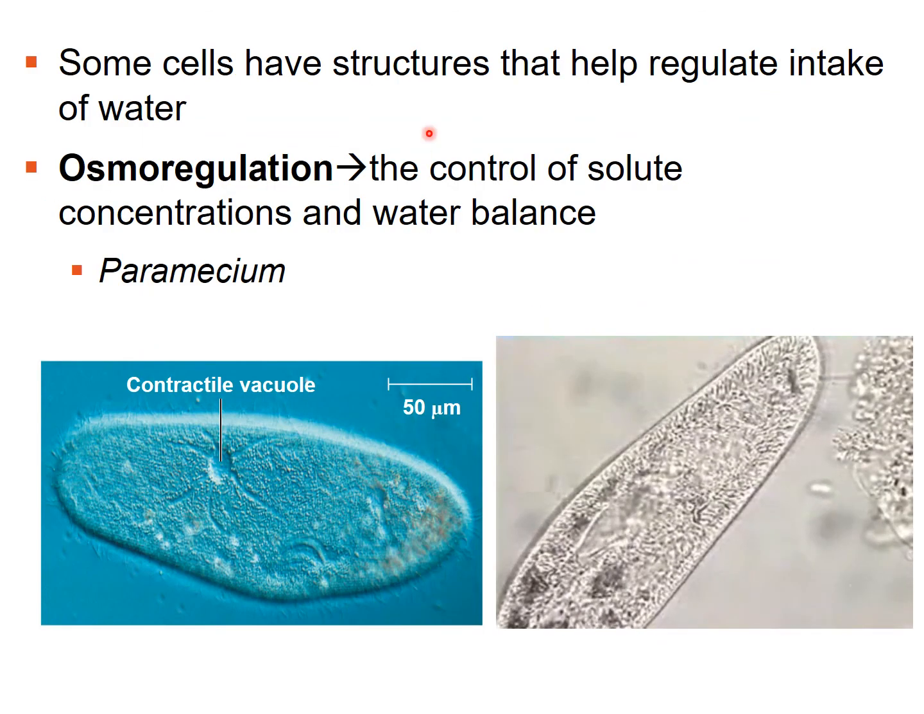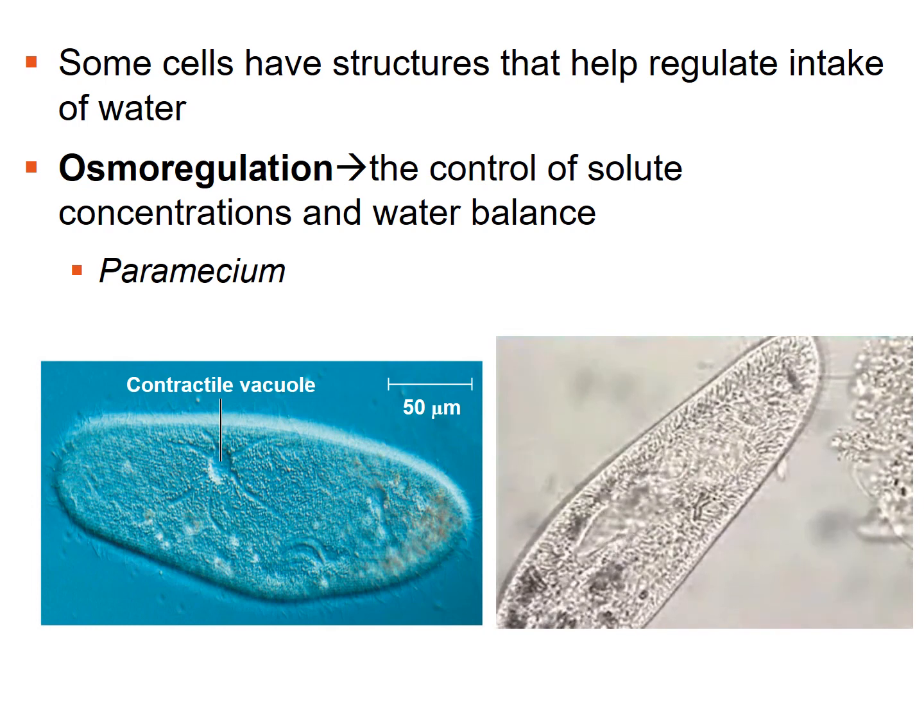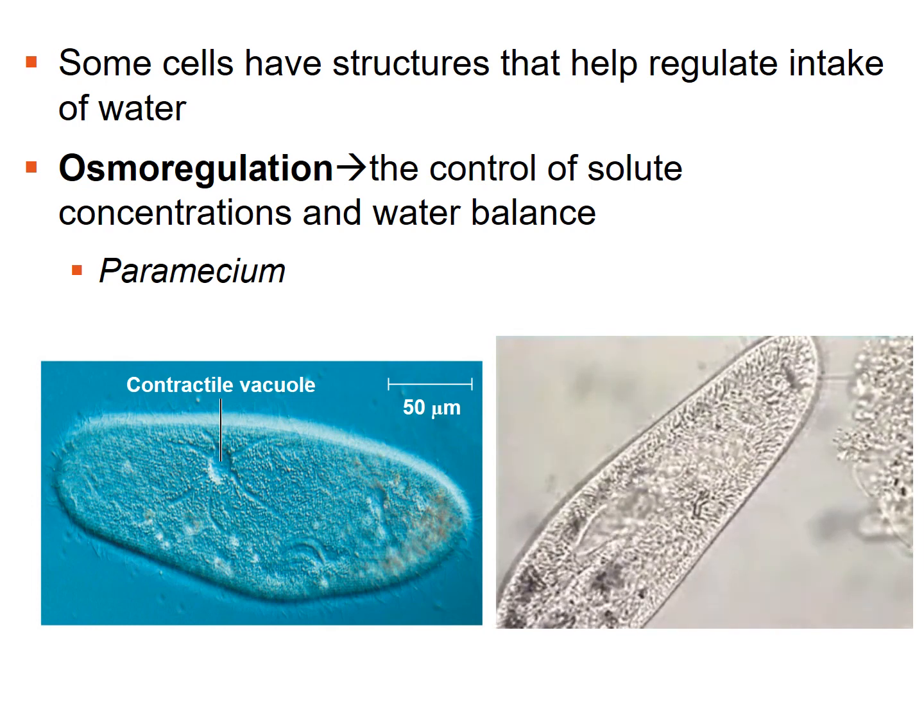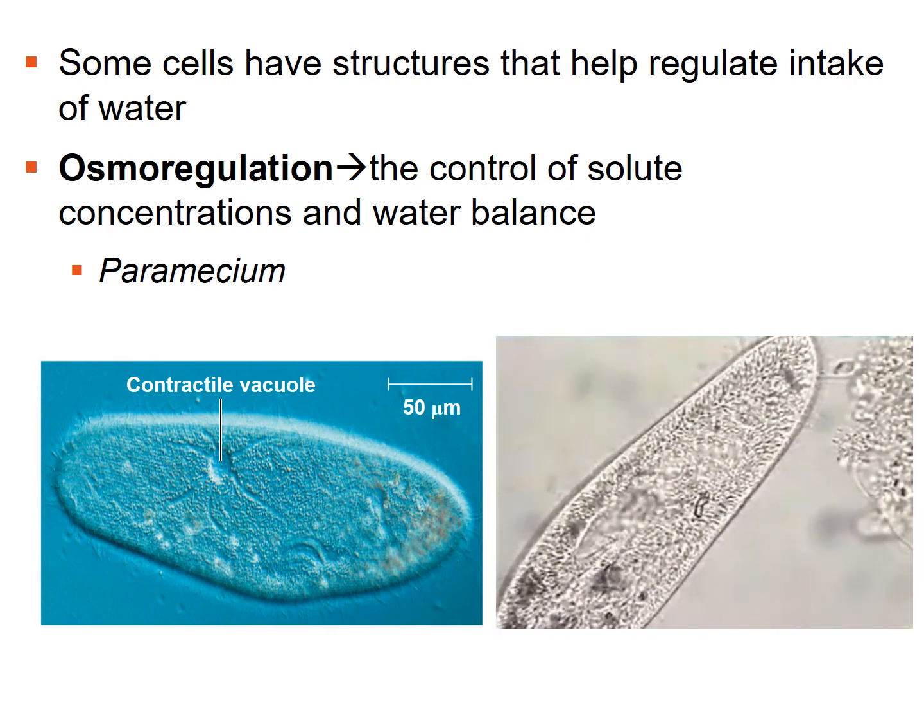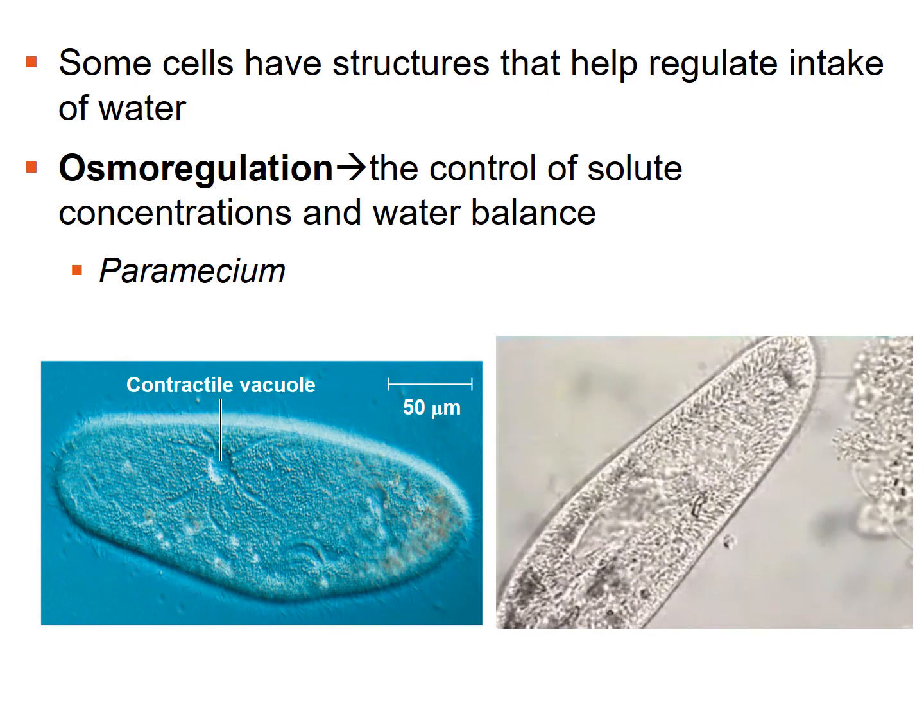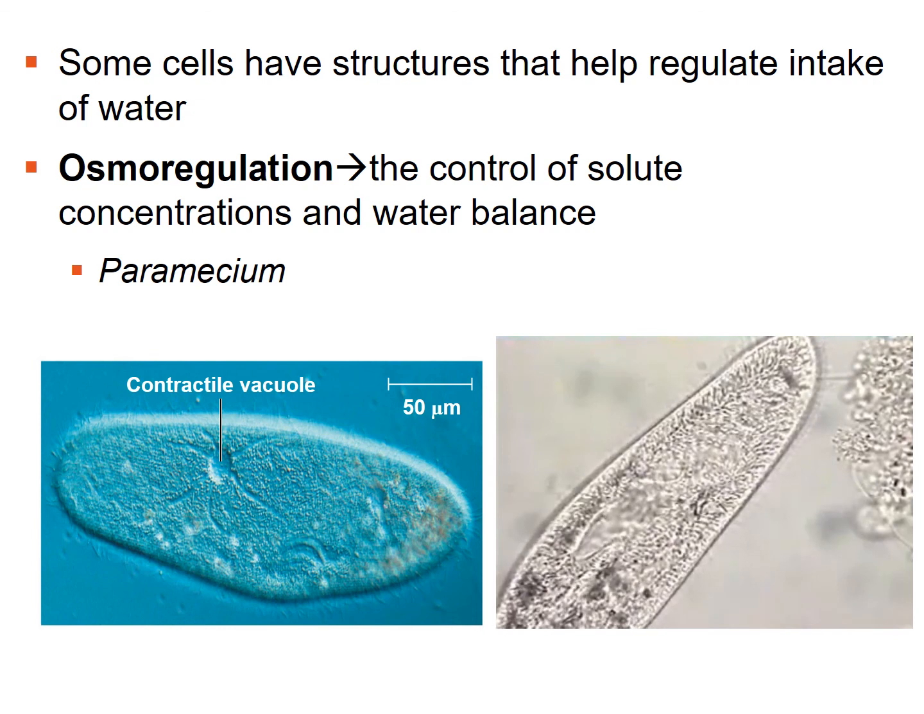Let's look at some other things. So we've got this organism right here. It is a paramecium, which is a protozoan. These types of cells live in fresh water, which has a very low solute concentration relative to the cell. So organisms in this environment can regulate the amount of water that goes into the cell.